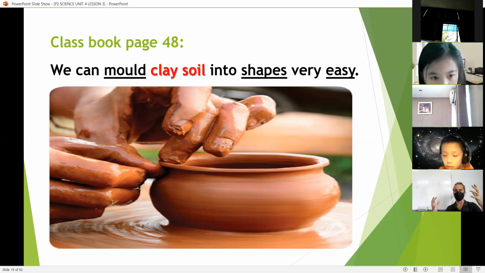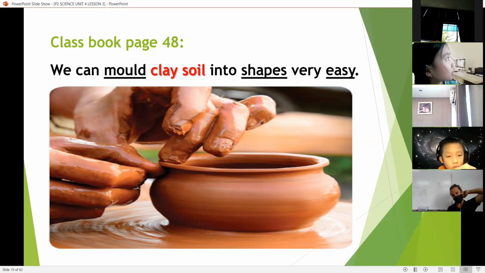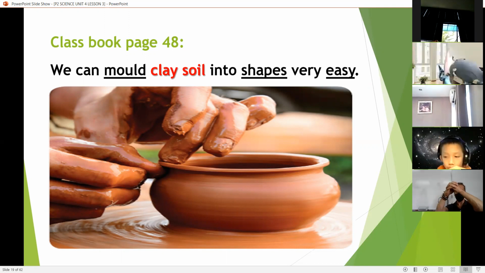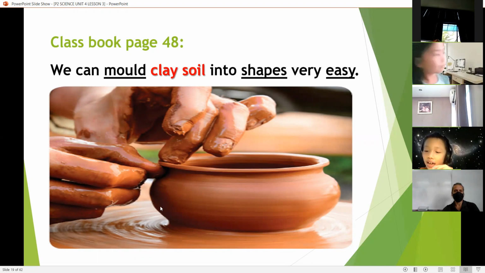When you put water in clay soil, it sticks together very well, and you can make a shape with it.